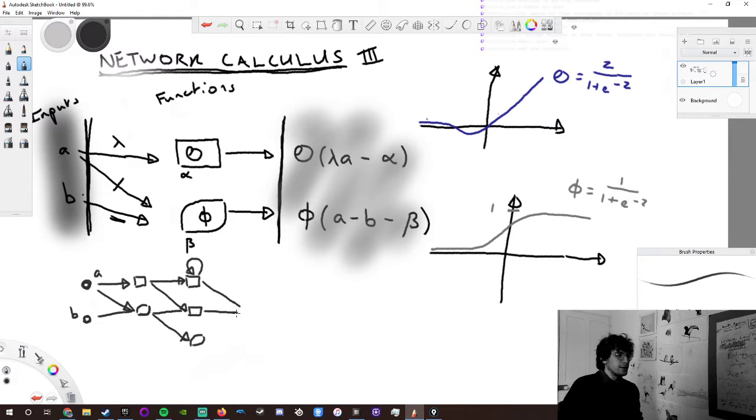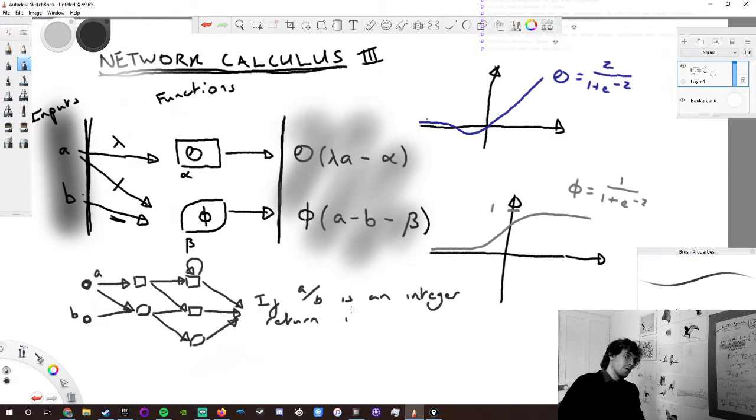Like maybe the number we want out, the final output, is: if A over B is an integer, return its value, else return 0.